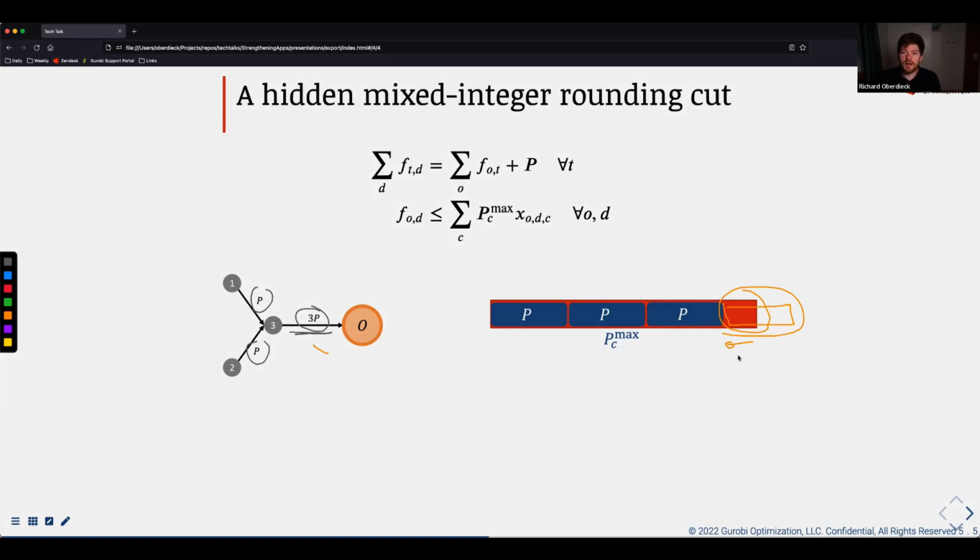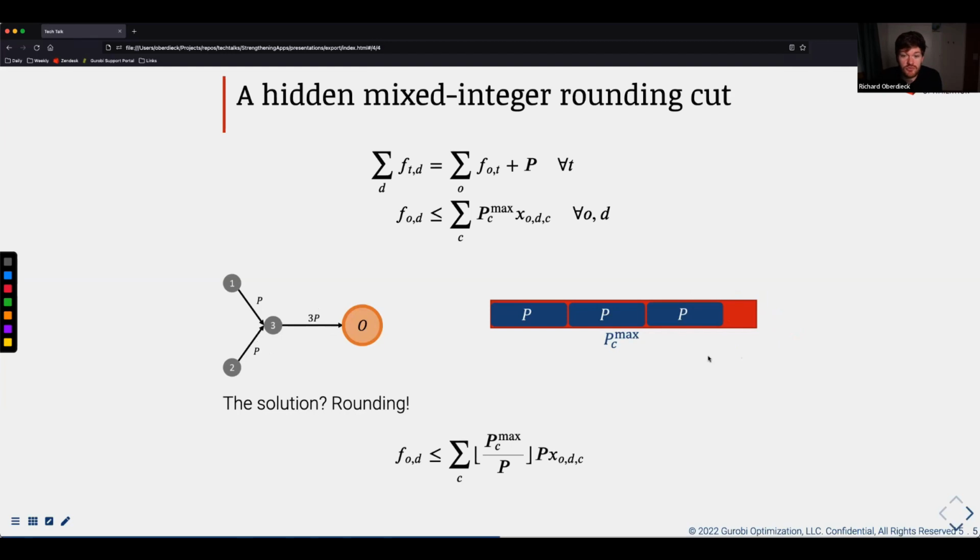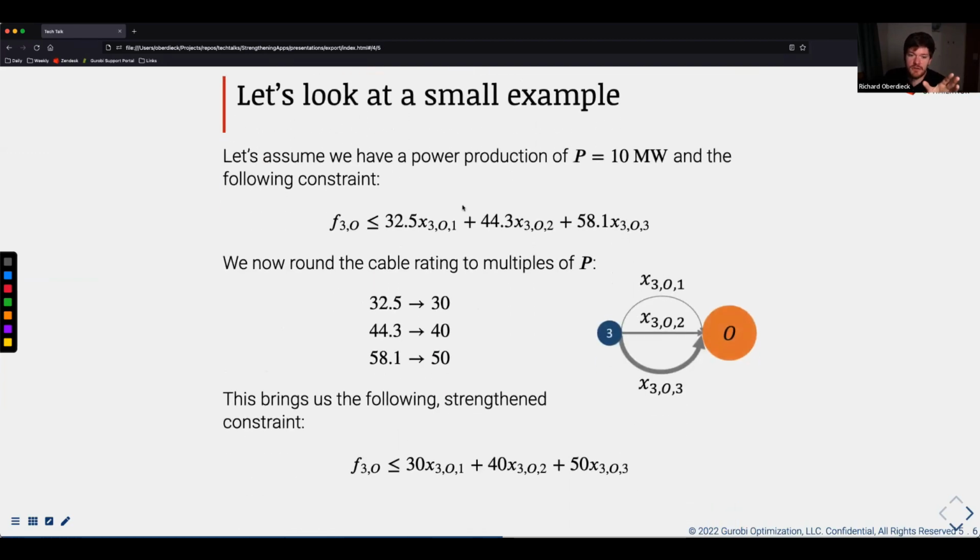And so what is the obvious solution to this problem? Well, you round. So all you do is you sum over all the P's like just here, but you take the floor when you divide and you multiply it by P. All this does basically is that you round to the nearest lowest P in discrete values. And so now this sounds a little bit abstract. So let's look at an example.